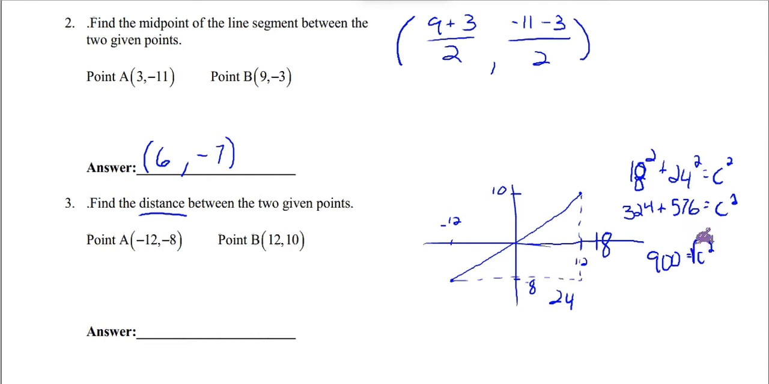We're going to take the square root of both sides to figure out what c is, and c must be 30. It doesn't have any units, it's just here on the coordinate plane, so it's 30 units, whatever those might be, from point A to point B. All right.